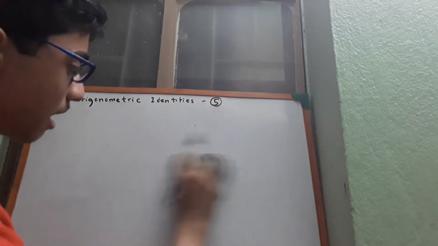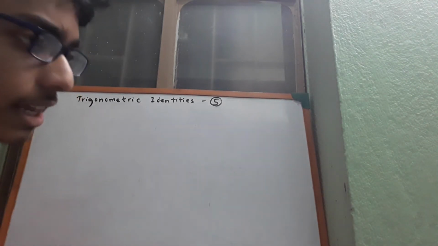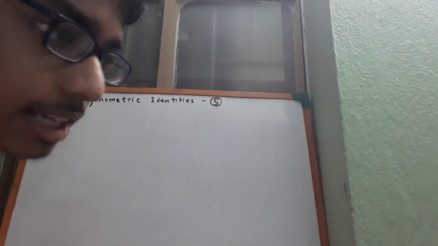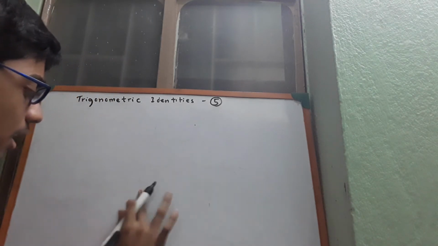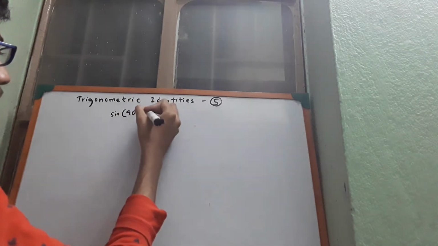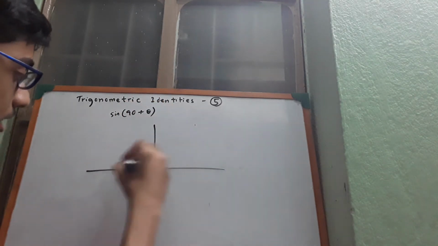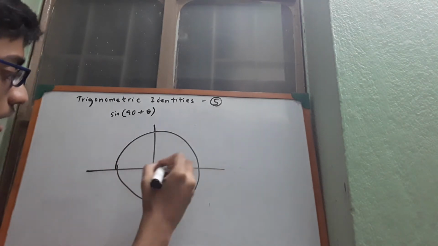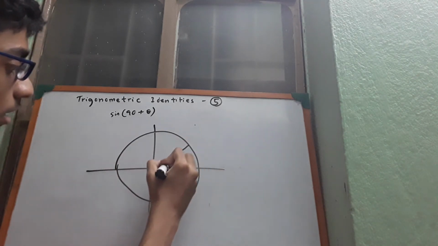We have already discussed those identities: sine of a plus b is sine a cos b plus cos a sine b and all those things. But now we'll see how sine of 90 plus theta works. Let's just find out what sine of 90 plus theta is. Let's draw a circle, and let this angle here be theta.